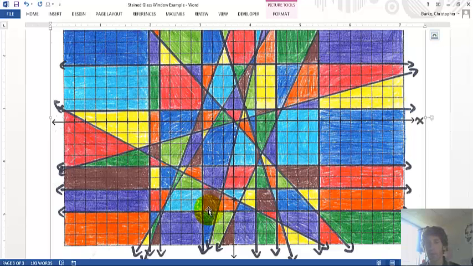In the next video, I'm going to show you how to create a vertical line, a horizontal line, and a diagonal line to make this process a little bit easier for you.